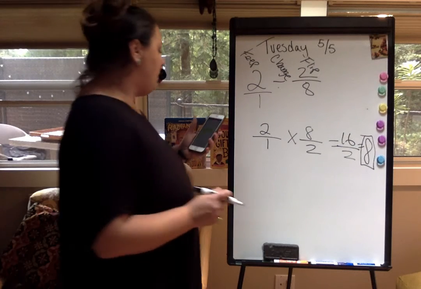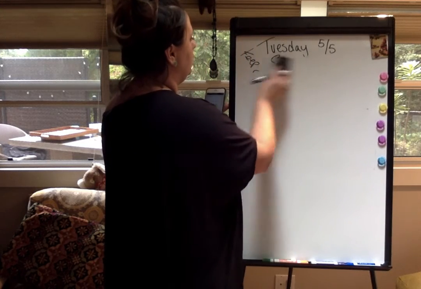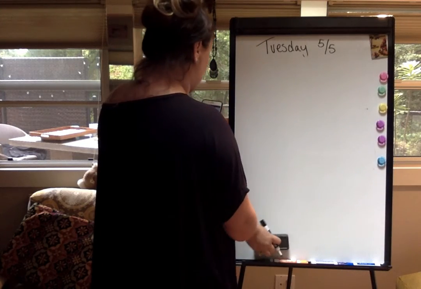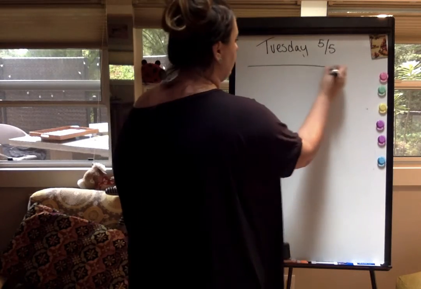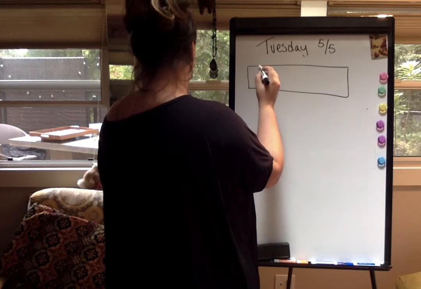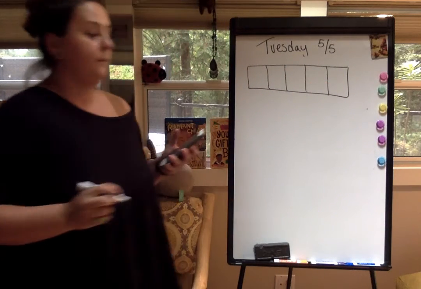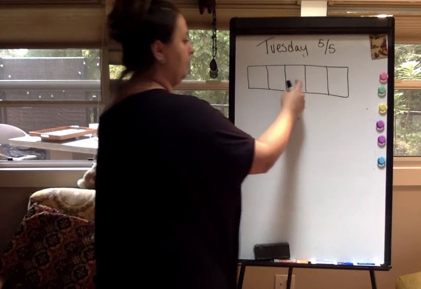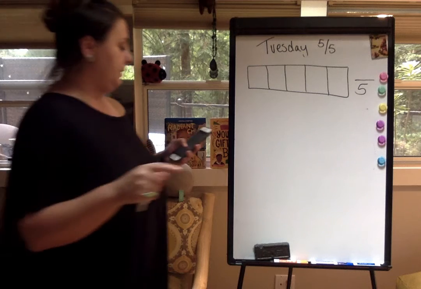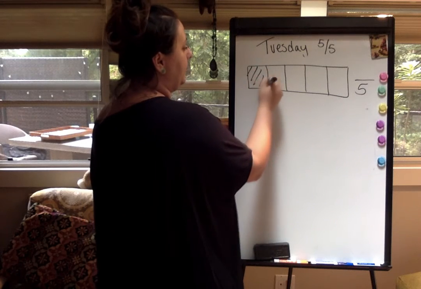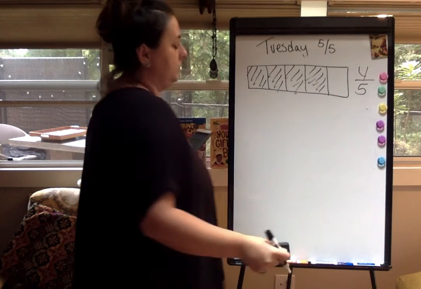Last one. Which problem does the model below represent? Okay, so this is the first thing I want you to look at. What's your total amount here? 5. That's your denominator. Okay? How many are colored in? 4.